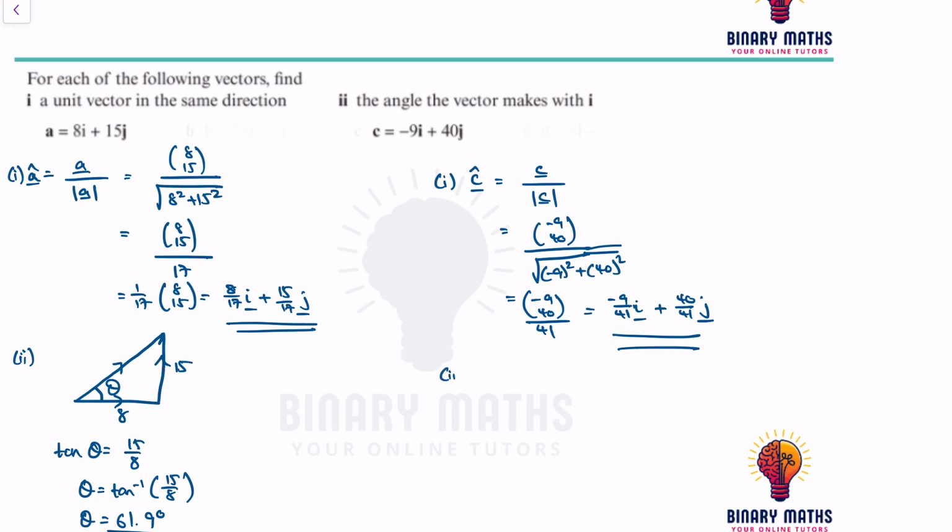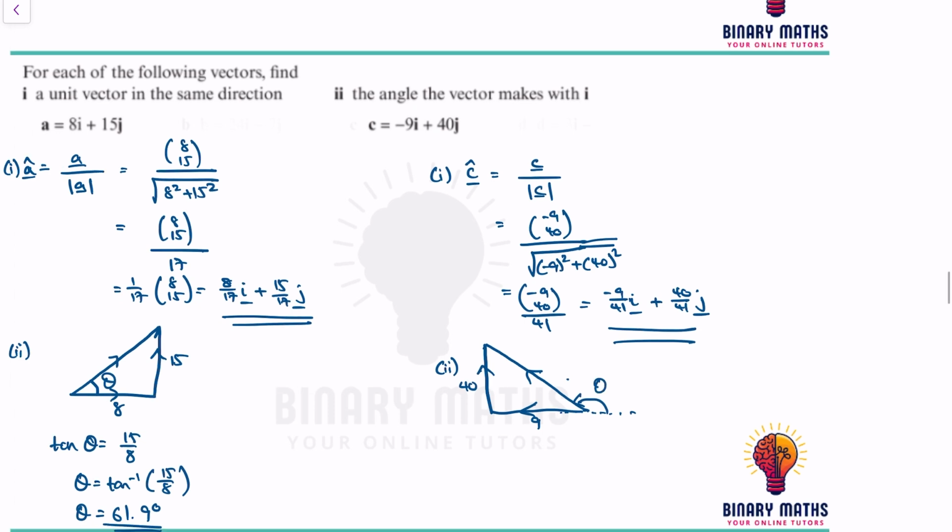For part 2, we know if it's going minus 9i, then just from the starting point, it's going minus 9. So 9 this way, in the negative x direction. And then it's 40 going up. So we're looking at this. If it's the angle the vector makes with I, then I is the positive x, so we're trying to find out what this is. So we're trying to find out what theta is here.